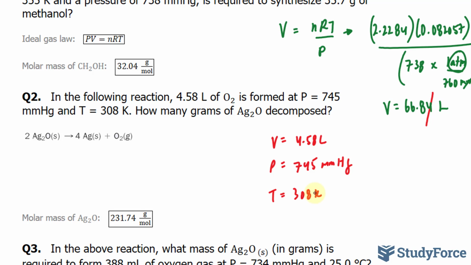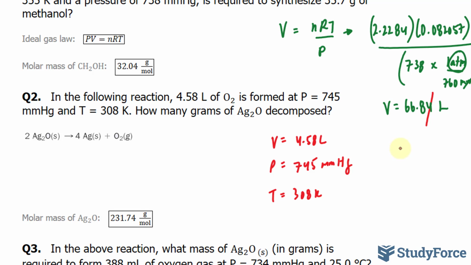To answer this successfully, we have to use the ideal gas law along with some stoichiometry. From the information that's been provided, we can actually find the number of moles of oxygen. Using the number of moles of oxygen, I can then set up a mole ratio to find the number of moles of silver oxide. From there, and using this molar mass, I can find out its mass.